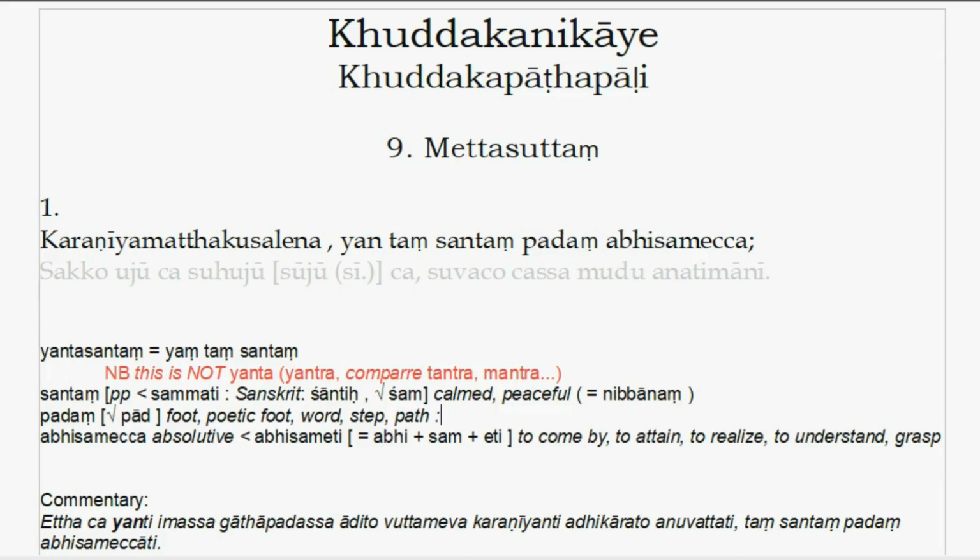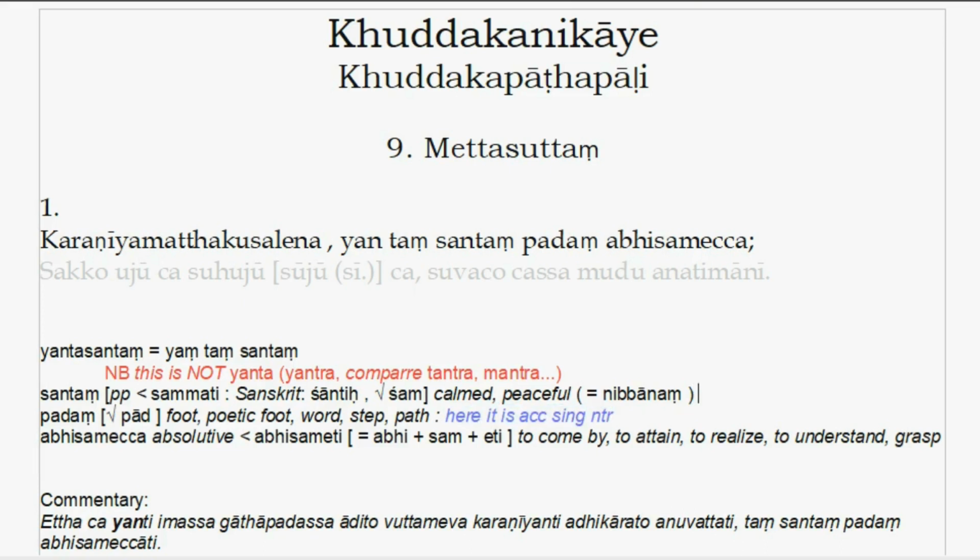Padang, of course, shows up in Dhammapada. It can mean foot, path. It can mean poetic foot. It can even mean word. We're going to take it here as meaning path, and maybe not so much a literal path as a spiritual path. Now, we also have this word santang, which is an adjective, meaning calmed or peaceful.